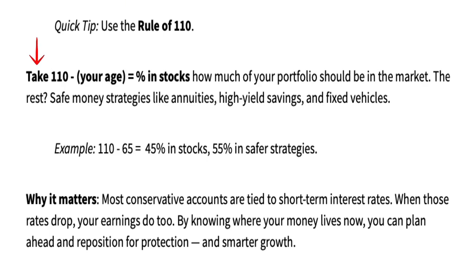So what you're going to do is take 110 minus your age, and that will equal the percentage that you should have in market-based accounts like stocks. Then you take the difference to get you to 100, and that's the amount that should be in your safe money vehicles that aren't affected if the market goes down. Quick example, if you're 65 years old, you take 110 minus 65, which equals about 45% of your portfolio in the stock market, and the other 55% in safer strategies.